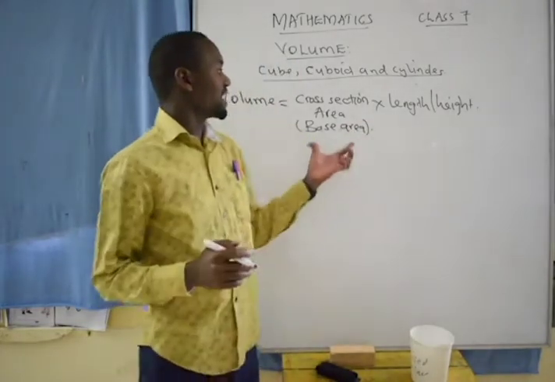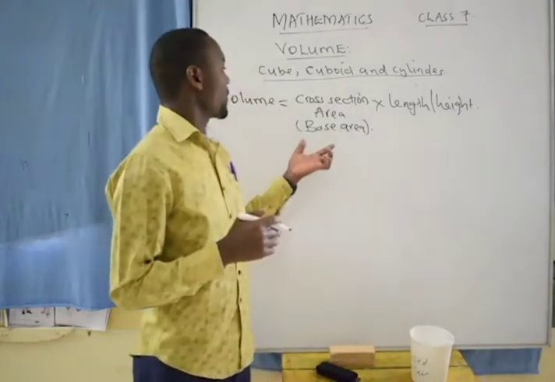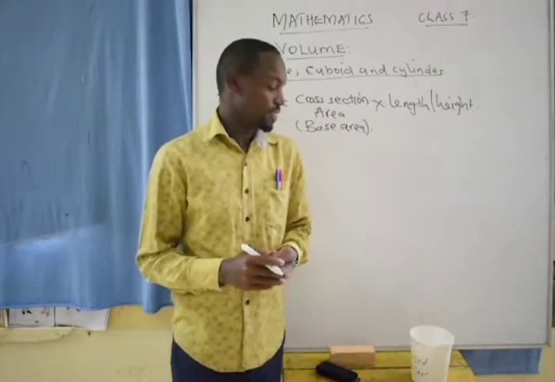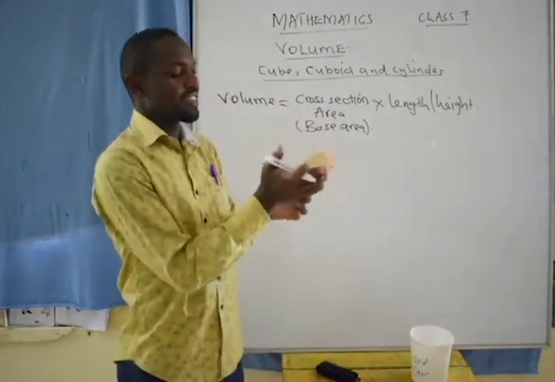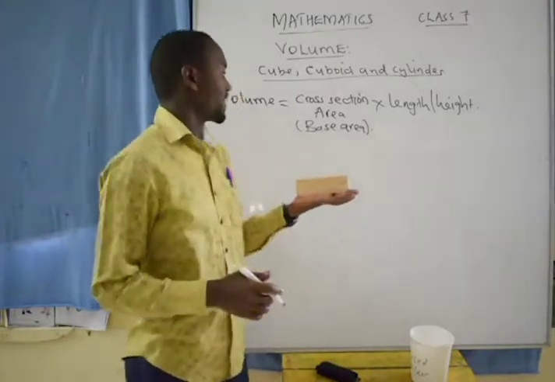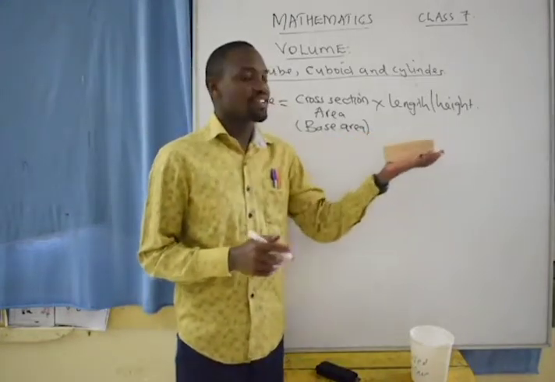How do you get the base area of an object? The base area is the area on which, once the object is placed, it will be stable. It cannot topple. For example, if it is a cuboid, the place where it is in contact with the ground is referred to as the base area. So we get the area of the base or the cross-section times the length or the height.